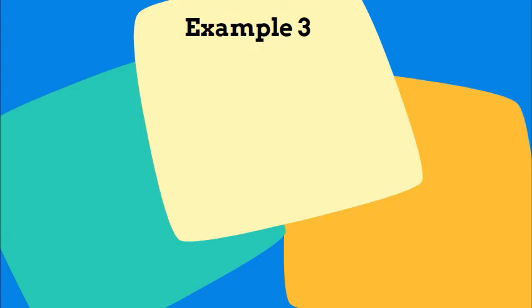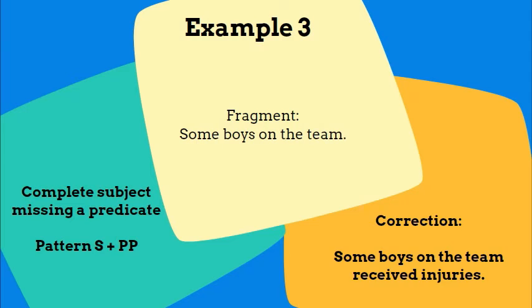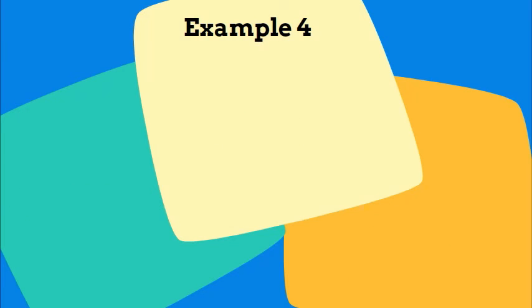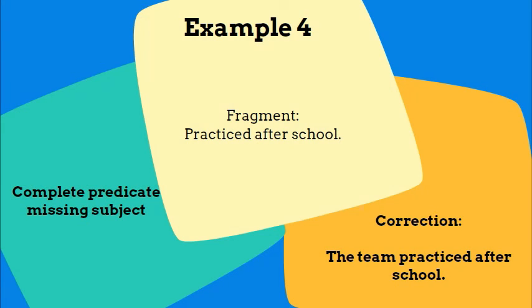Here's another example. Some boys on the team. This is an example of a complete subject. If you notice, you have the sentence pattern S plus PP. It's missing a verb, so you can correct it by adding a verb. Some boys on the team received injuries. And finally, practiced after school. This is an example of a missing subject. You can correct it by adding a subject. The team practiced after school.